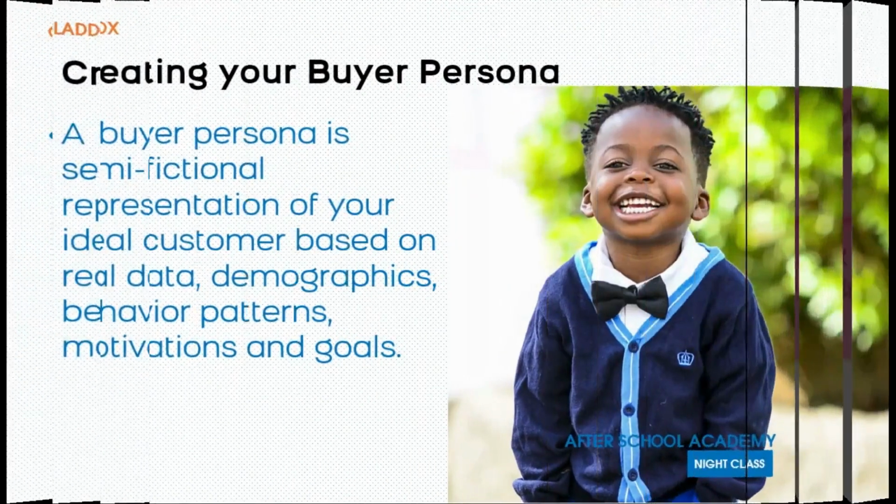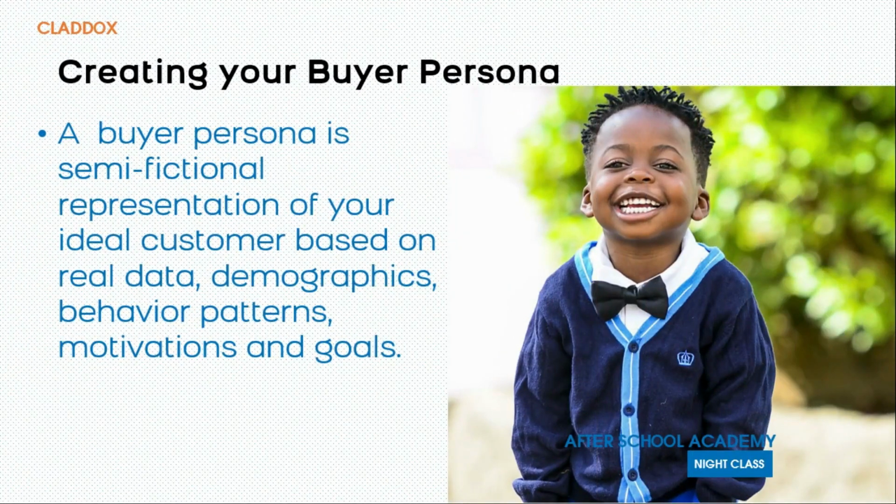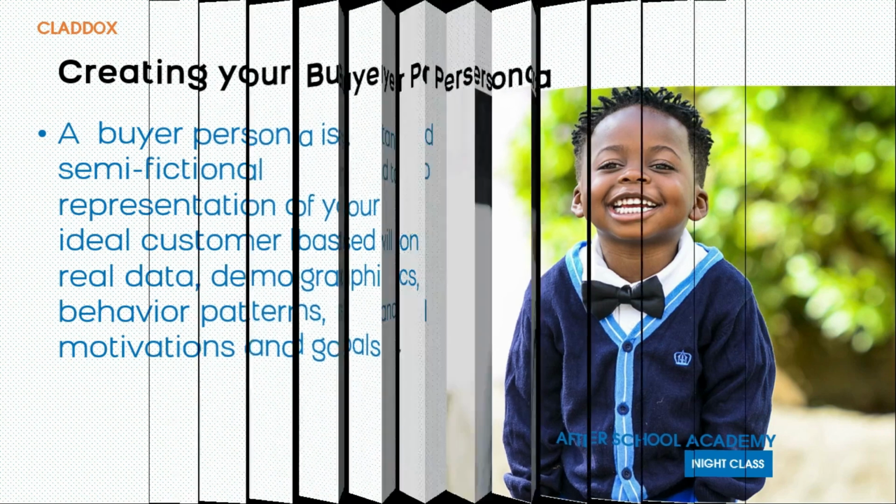So let's move on to the next thing, which is about creating your buyer persona. Now that you have your target audience, you know the person you want to sell to, you know what they do, where they live, their demography, all those things. So your buyer persona is just a semi-fictional representation of your ideal customer based on their real data, their demographics, their behavioral patterns, their motivations, and their goals.